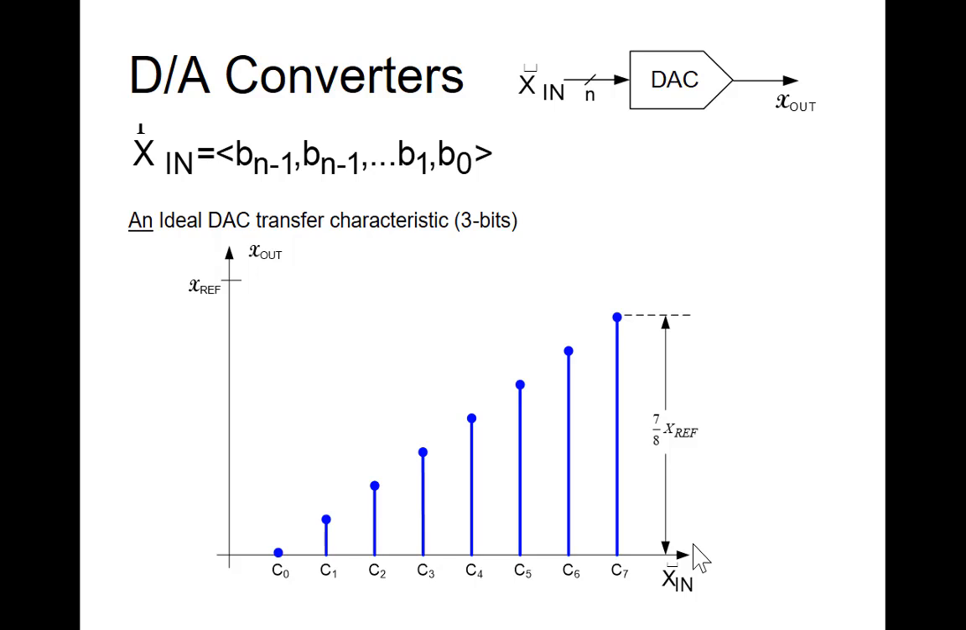Notice that the output doesn't go to the upper extreme. We could have another ideal DAC where at code 111, the output went to XREF, but at code 0, maybe it was 1/8 of XREF above 0. So there are different ways that we could define an ideal DAC.